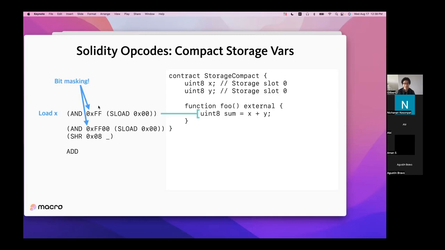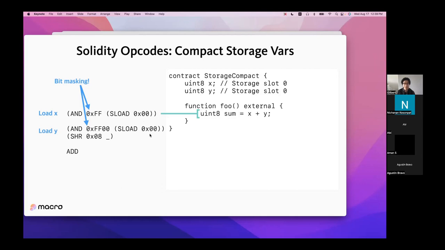And bit masking is a pretty cool low-level binary technique. It's not complicated, but it's fun. You can search that online later. But the short version is that it extracts certain bits from a value. So here we use bit masking to extract the last byte from this SLOAD value. And that's what we treat as X.